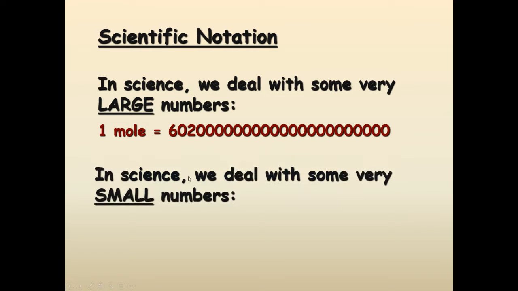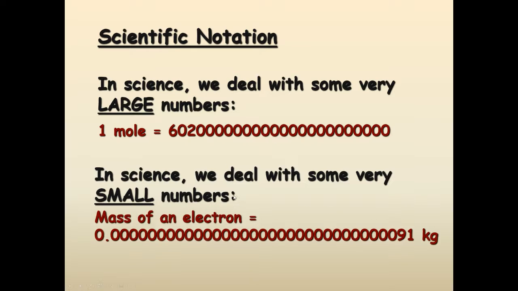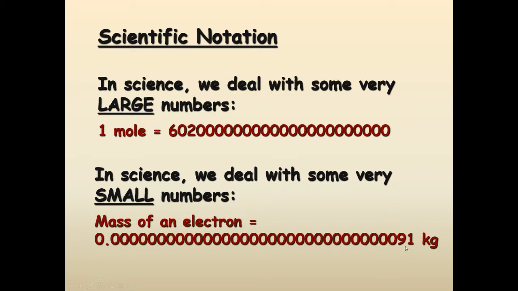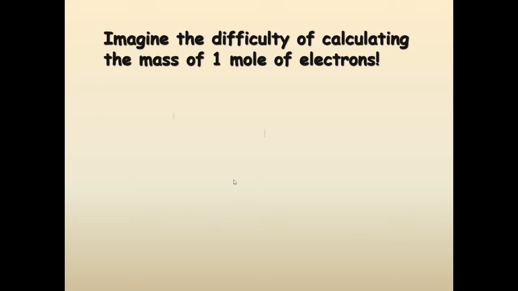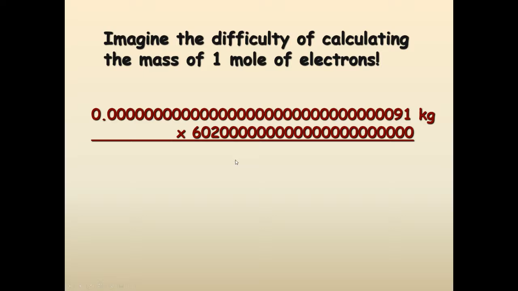We also deal with very small numbers. So this is the mass of an electron. The mass of an electron is super, super tiny. Notice how there's all these zeros in front of it. Well, if I asked you, what is the mass of 1 mole of electrons? If you don't use something called scientific notation, which we're learning today, you would be writing this out. And I don't think anybody wants to spend that time writing out that problem.